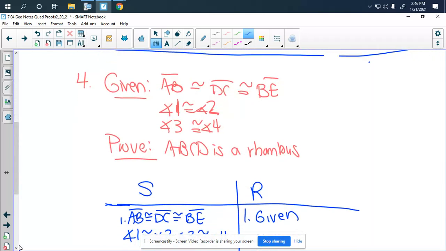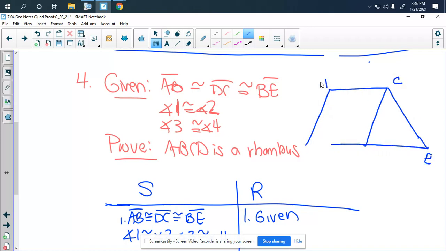For number 4, I have your givens written up here. I'm going to draw the picture as well. So pause the video here and write down your given, your proof, your picture, mark your givens, and see if you can try and get this proof on your own. So pause it and give it a try.